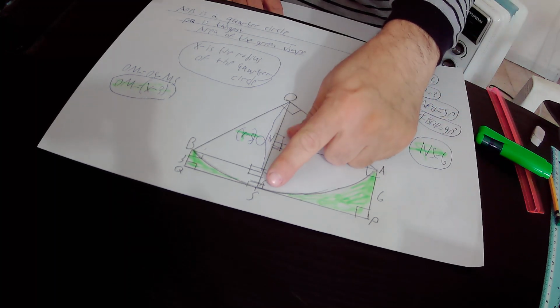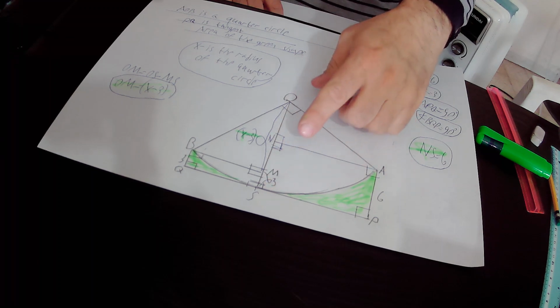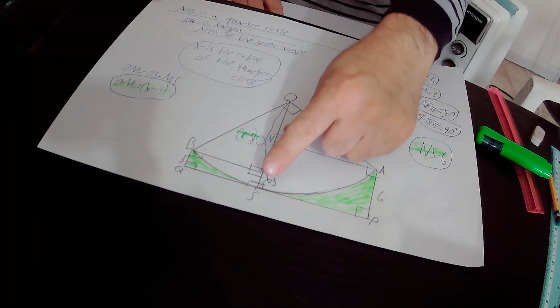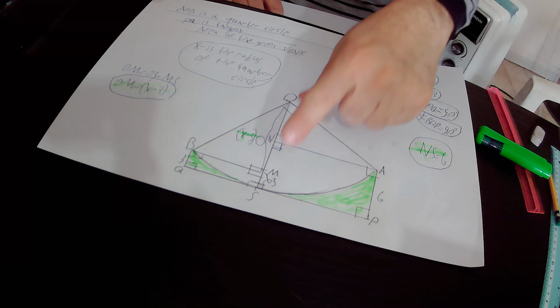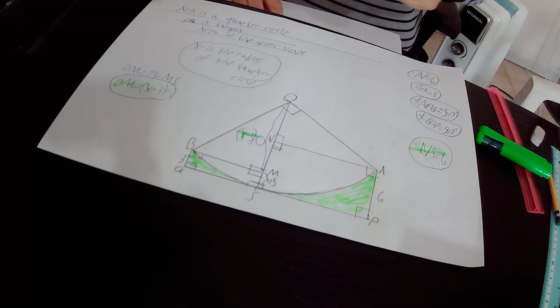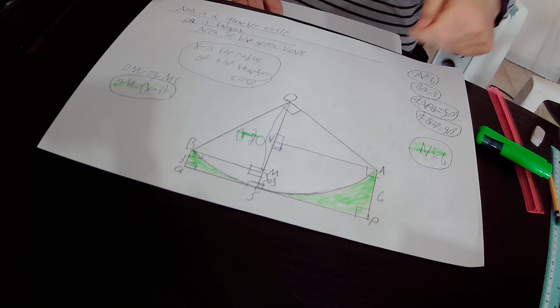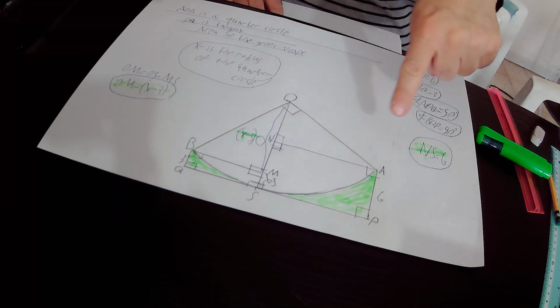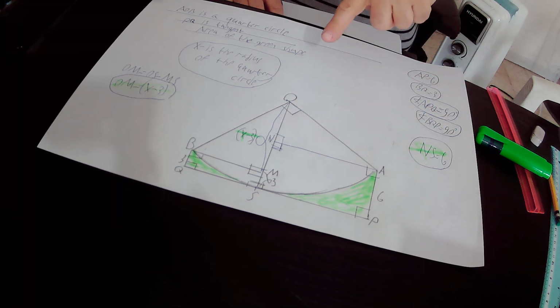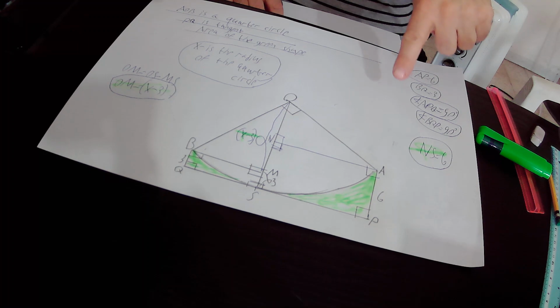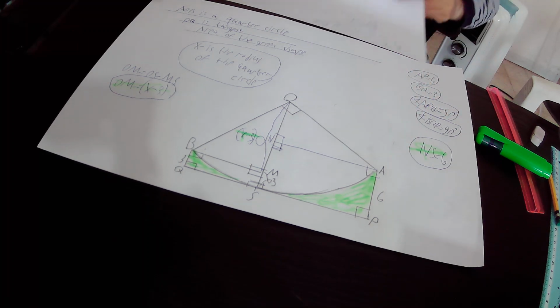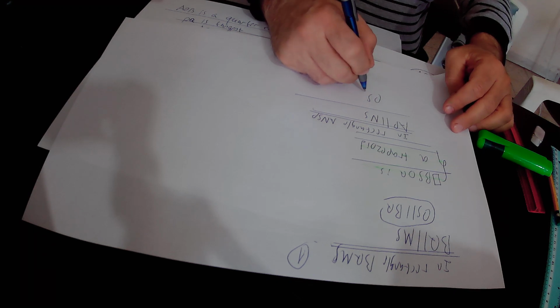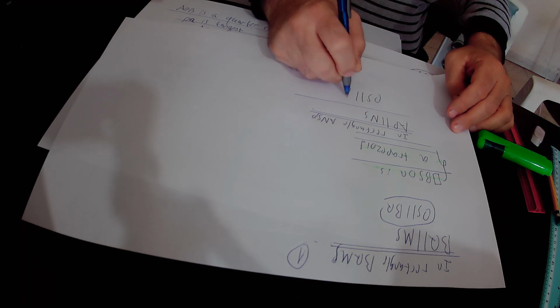But SN is part of the straight line OS. And we know that if part of a straight line is parallel to another straight line, then the straight line itself must also be parallel to the other straight line. And because NS is parallel to AP, it means that the straight line OS must also be parallel to AP.